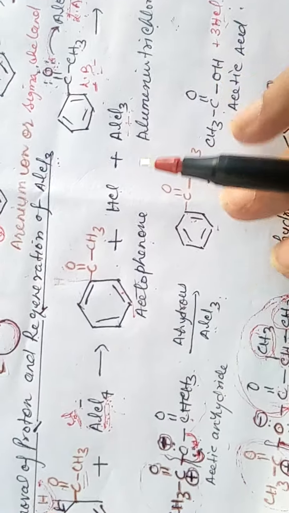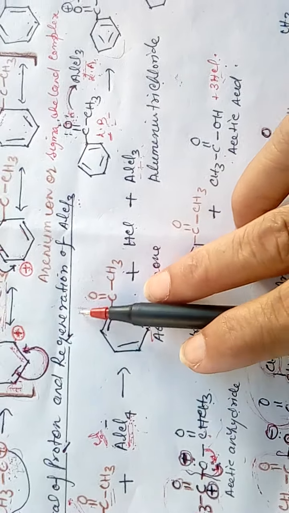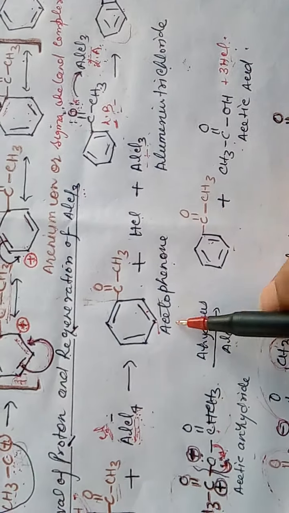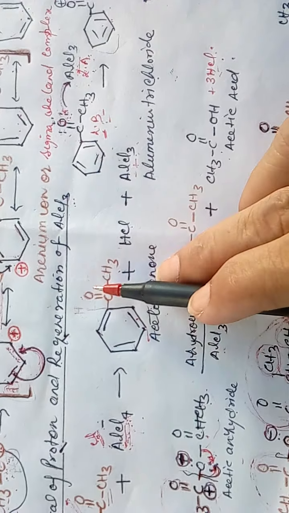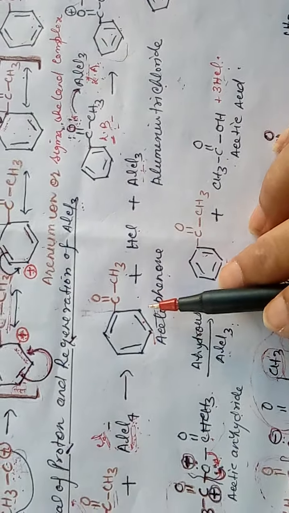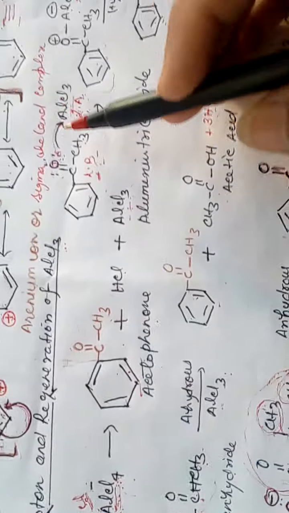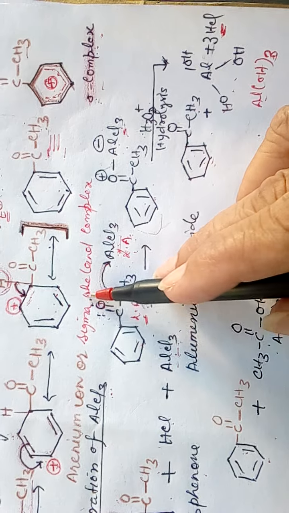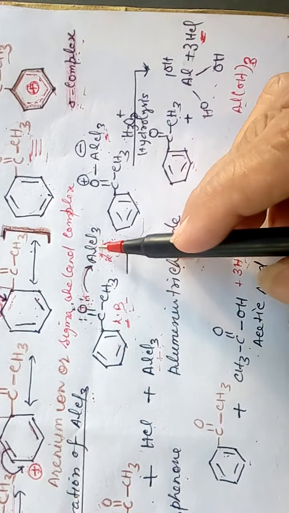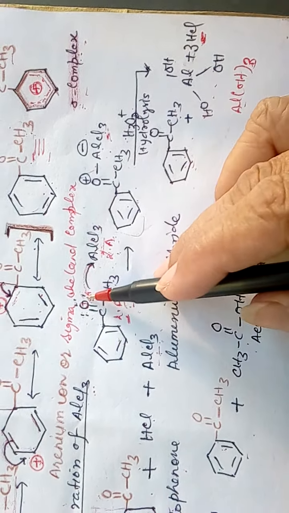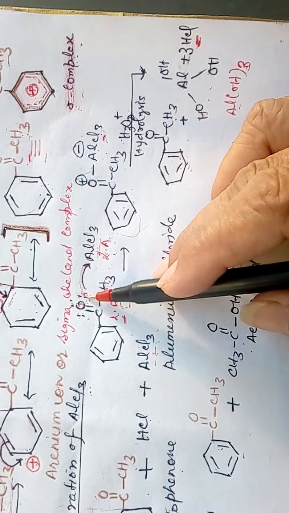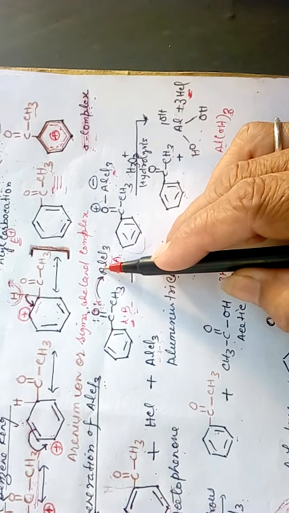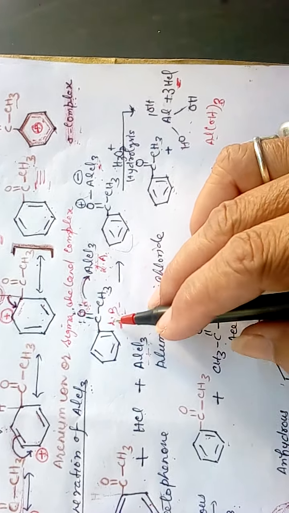Some people think that when this bond is formed in acylation, the reaction stops here, but it's not done. Let's proceed further. This reaction proceeds. How? Look, see, the lone pair present on the oxygen, and AlCl3 further comes to take this lone pair. AlCl3 takes these lone pair electrons and forms a bond with the acetophenone.